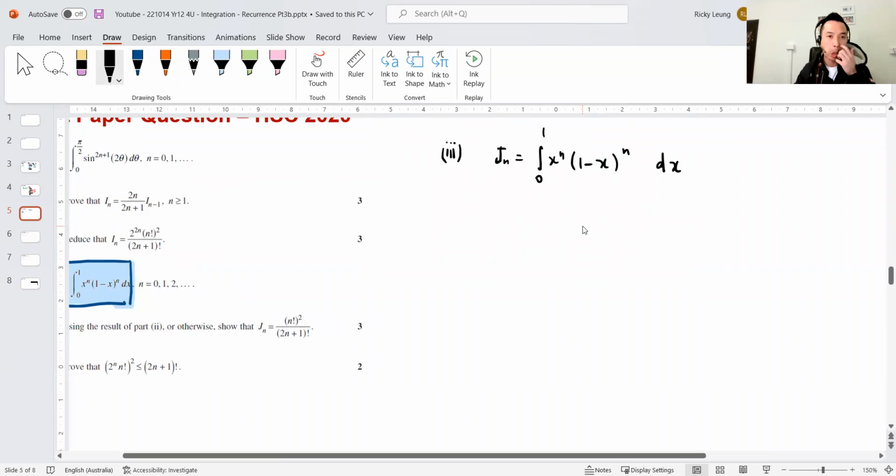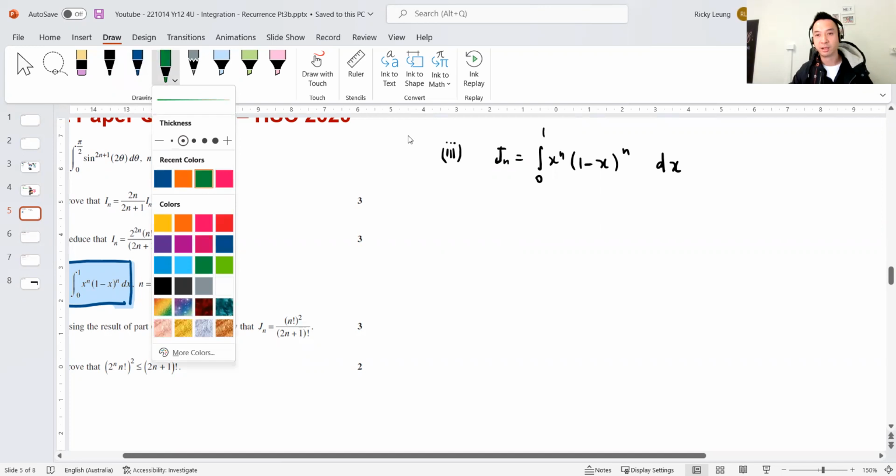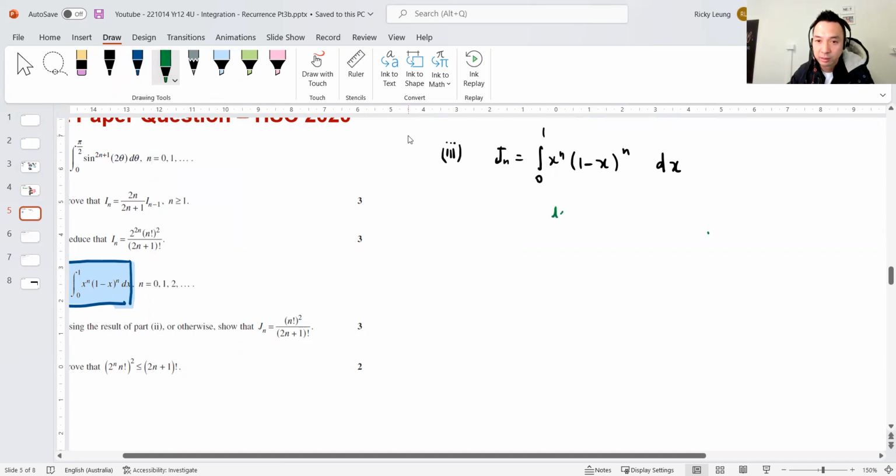Now, let's see. What can I do, right? I've got 2 choices, really. I'm thinking maybe let x equal sine theta. Now, I was thinking sine 2 theta, but I think when you sub in sine theta, let's see, this guy becomes sine n theta. Now, do I want 2 theta then? Maybe I do want 2 theta.